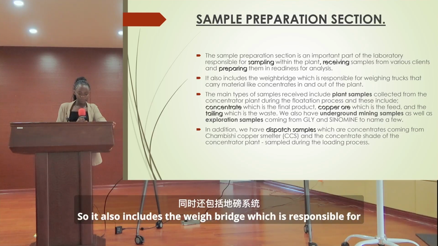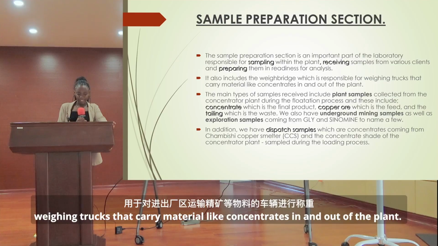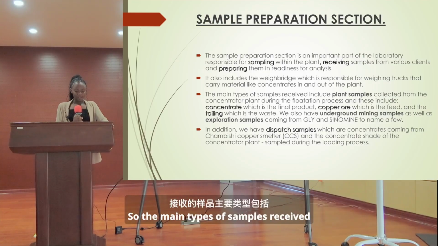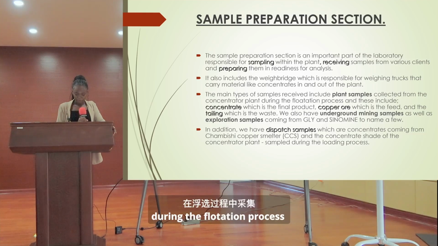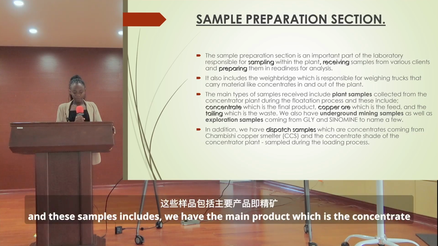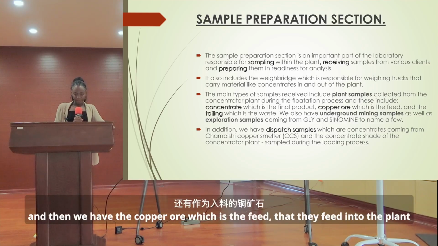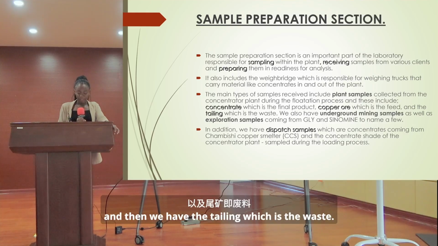It also includes the weighbridge, which is responsible for weighing trucks that carry material like concentrate in and out of the plant. The main types of samples received include plant samples collected from the concentrator plant during the flotation process. These samples include the main product, which is the concentrate, and then the copper ore, which is the feed that they feed into the plant. And then we have the tailing, which is the waste.